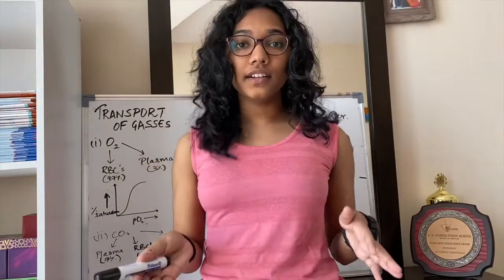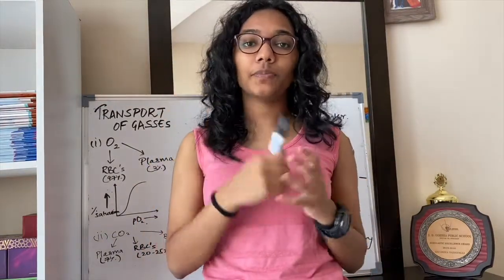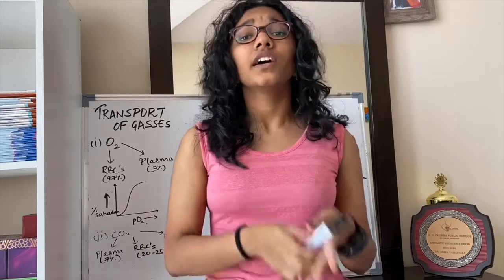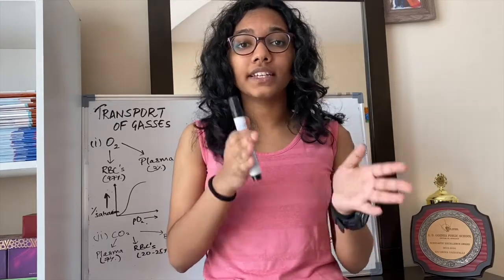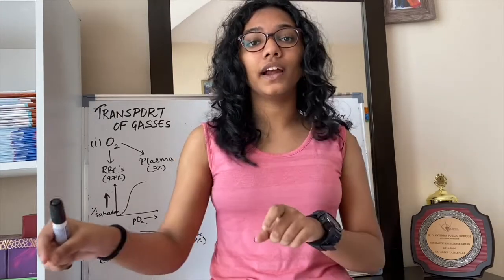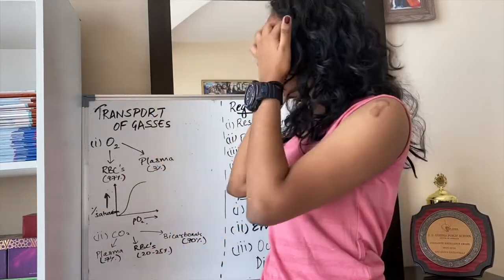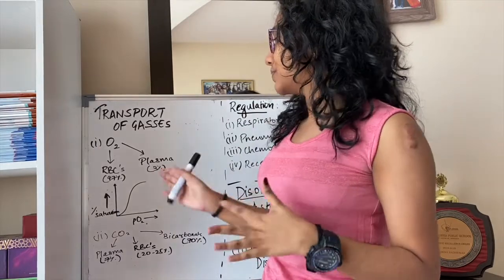Okay, we already learned that the gases are diffused by the alveolar membrane and then they enter the blood capillaries. Now, in which form are these gases transported through the blood in order to reach the tissues? That's what we're going to learn under transport of gases. Now, let's start with oxygen.